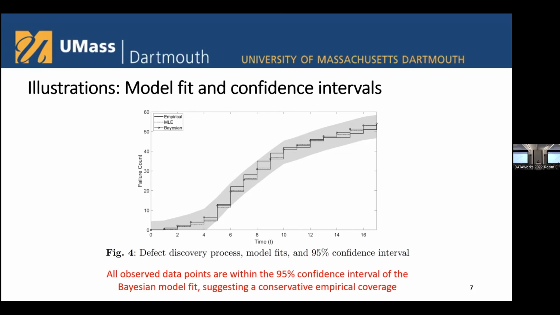So we can see that they are pretty close to each other. At some points, the maximum likelihood estimation is closer to the actual data, but at some points, the Bayesian fit is closer to the actual data. However, all data points are contained inside the confidence interval of the Bayesian fit. So our model is conservative.